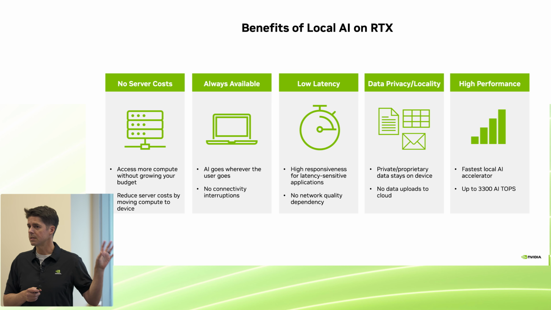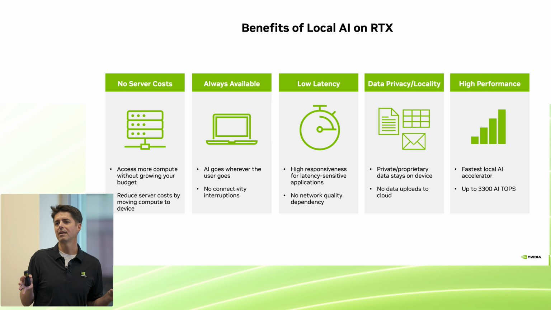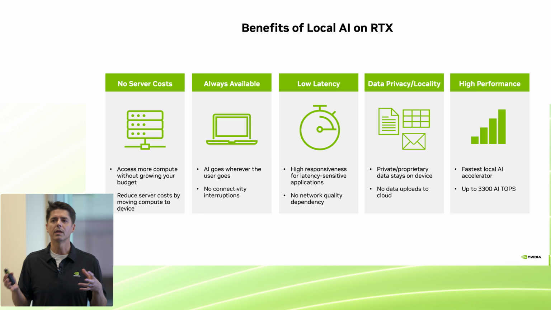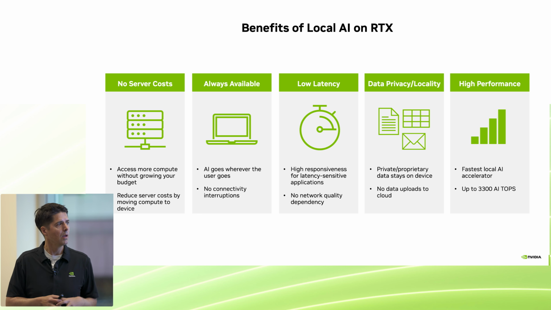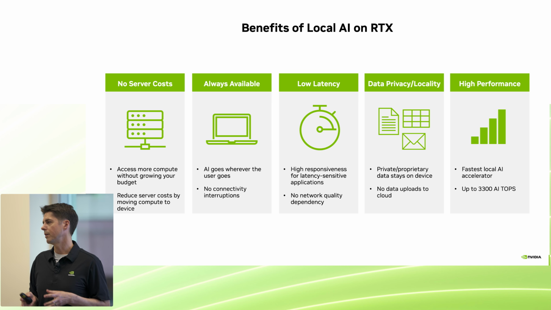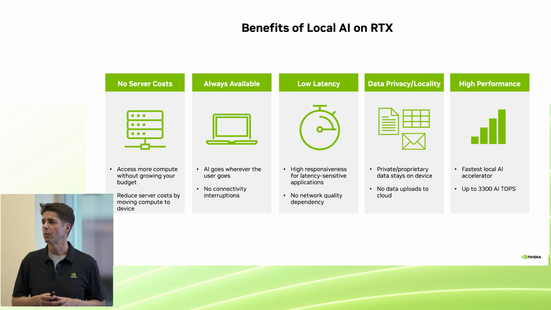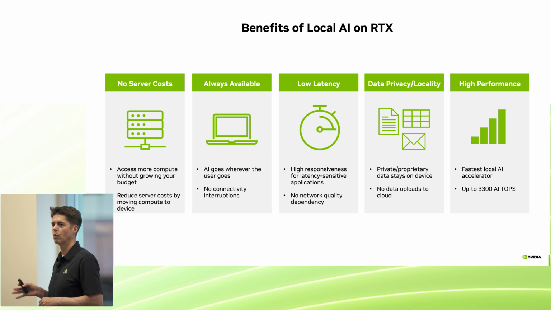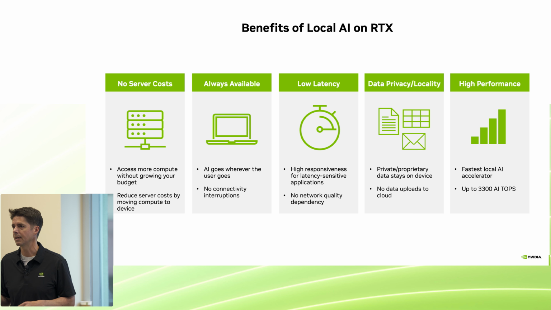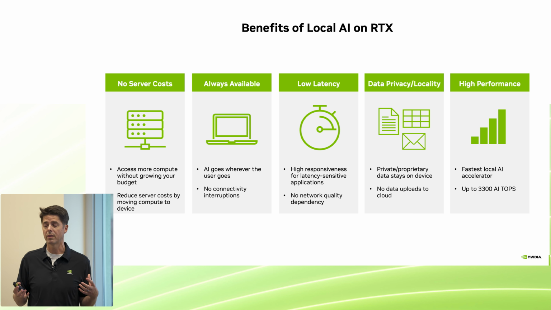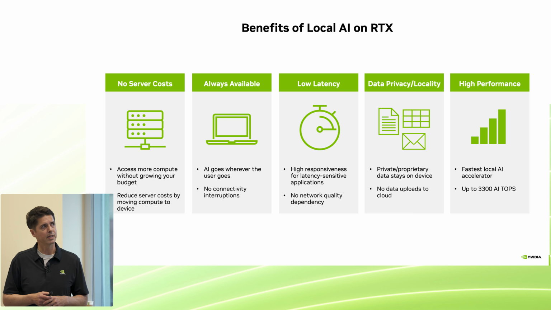So all these other reasons, these 4 reasons that I've said so far, this is really true for any local AI accelerator, whether it's an NPU or an integrated GPU or a discrete GPU. But high performance is what you get when you're on RTX, when you have a discrete, powerful GPU with dedicated AI capabilities. It's by far the fastest local AI accelerator. The latest RTX GPUs from NVIDIA, the RTX 5090, for instance, has up to 3,300 AI TOPS in performance. That's more than 50 times what you can get out of the highest performing NPU today. So, what would you do if you had access to more than 50 times performance running on your own device?